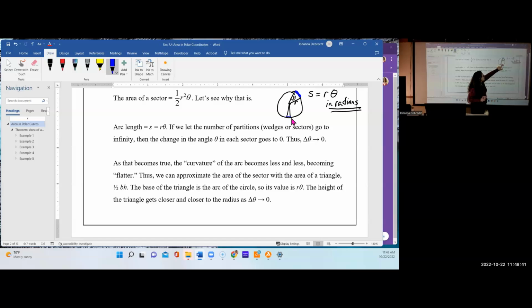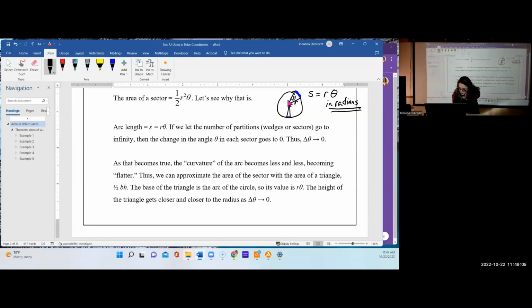So there's a chord that connects between these two points on the edge of the circle that makes this into an isosceles triangle. Now, why does it have to be isosceles? Well, because this measure is the radius and this measure is the radius. And when two lengths of a triangle are the same, we call it isosceles. So it does form an isosceles triangle.